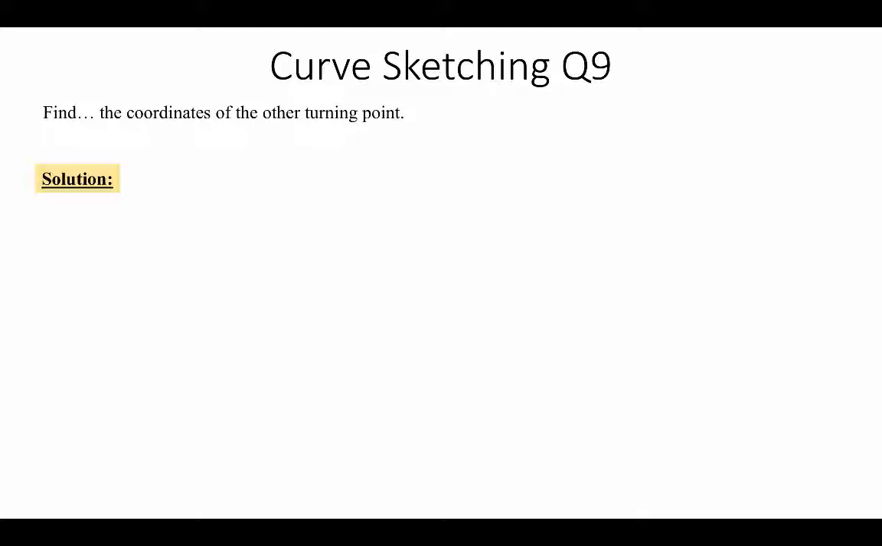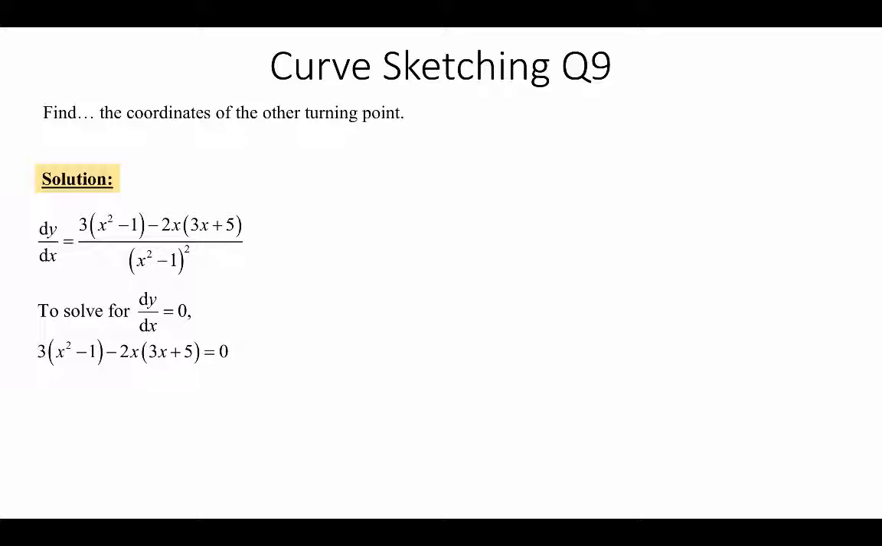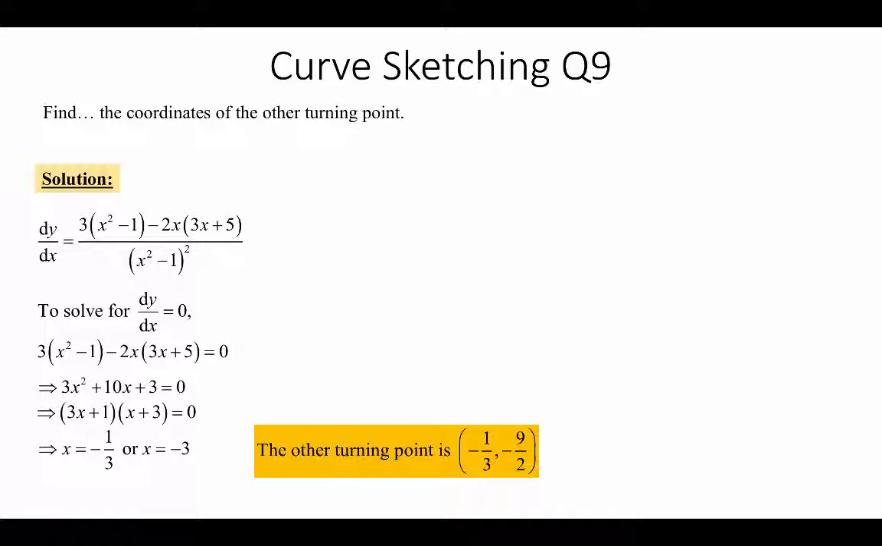Next, we need to find the coordinates of the other turning point. Looking back at dy/dx and putting in all the values of a, b, c, and d, solving for dy/dx equals 0, we will get two values of x, which are -1/3 or -3. Since -3 is the given turning point, the other turning point will be at x equals -1/3, and the corresponding y value can be found to be -9/2.